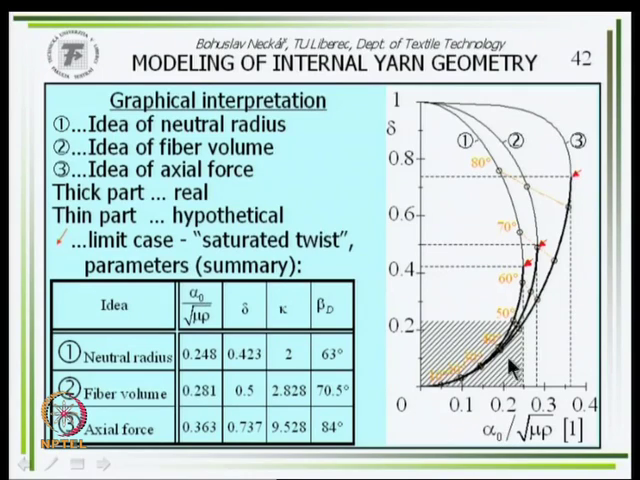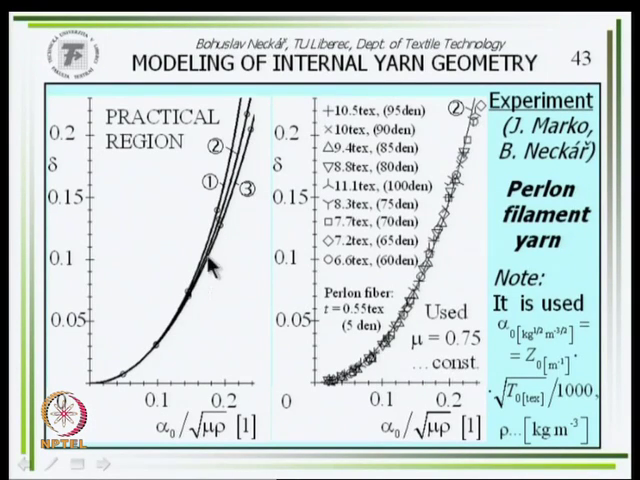Usually we don't have the chance to reach this theoretically derived endpoint, and the practical maximum twist comes a little earlier, maybe at this moment. This part of our graph is shown here. The second curve is the middle curve among these three. So you see that all three hypotheses are very similar.